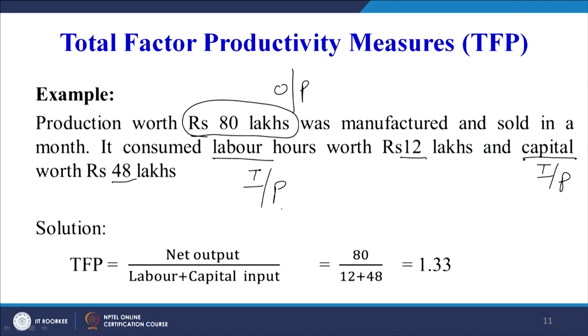So, the total factor productivity will be 80, that is the output, divided by labor plus capital input. Labor input is 12 lakhs and capital input is 48 lakhs. So, 80 divided by 12 plus 48 will give us the total factor productivity. So, we have seen three types of productivity measures.